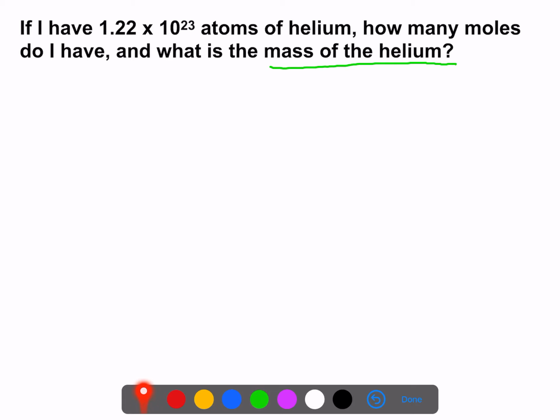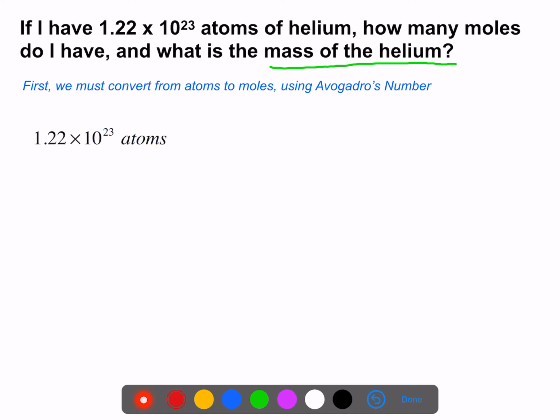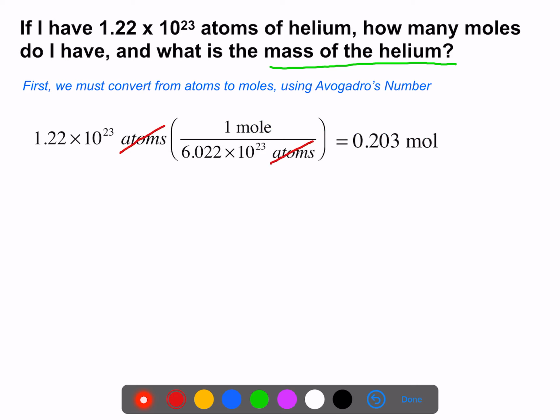So when we go to answer this question, we're going to start off the same way as we did before. We're going to start off with the number that we were given first, and we're going to convert from atoms to moles. So we're given 1.22 times 10 to the 23rd atoms. We're now going to divide by Avogadro's number. Again, so our atoms cross off, and we're left with moles. So in this case, we have 0.203 moles, and that's moles of helium.